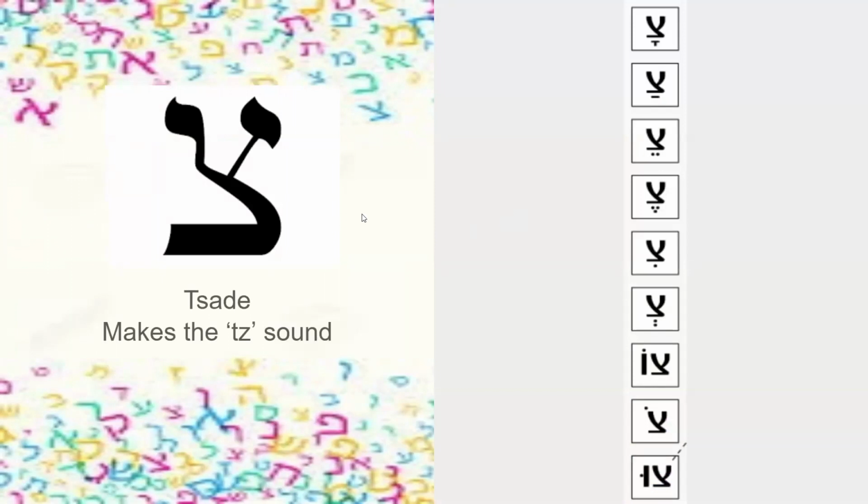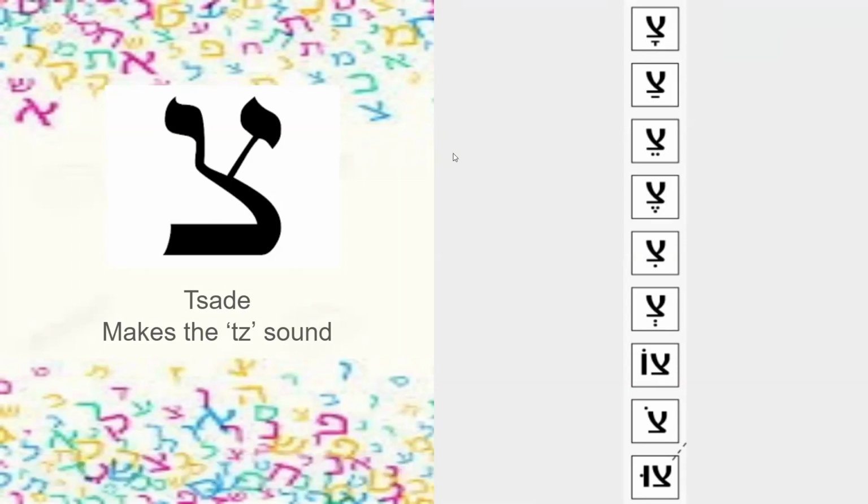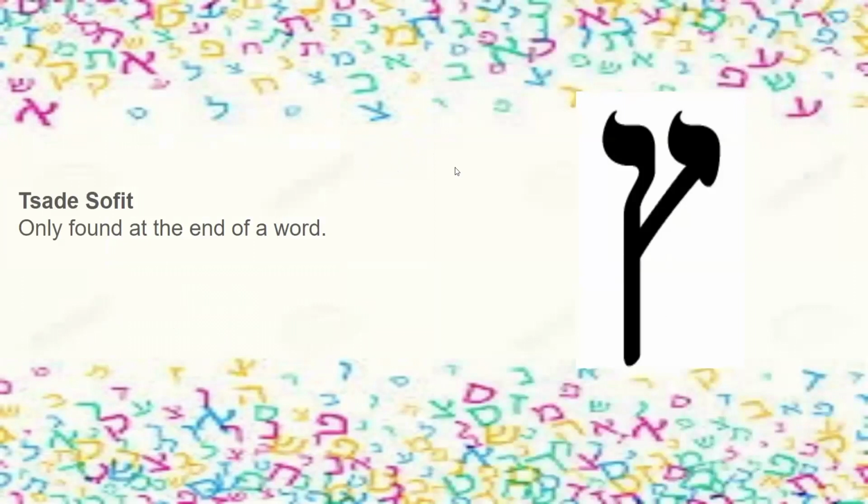Zadeh makes the Z sound. Za, zo, ze, zi, zo, zu. So it's like a Z sound. Zadeh. Okay? Zadeh Sofit. Only found at the end of a word.